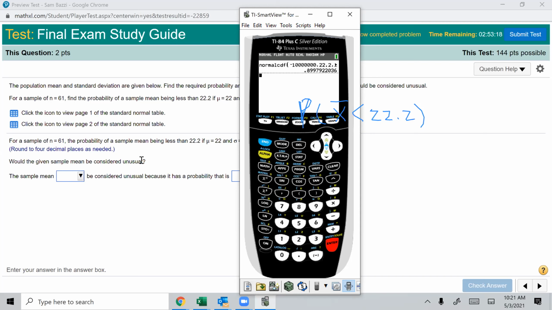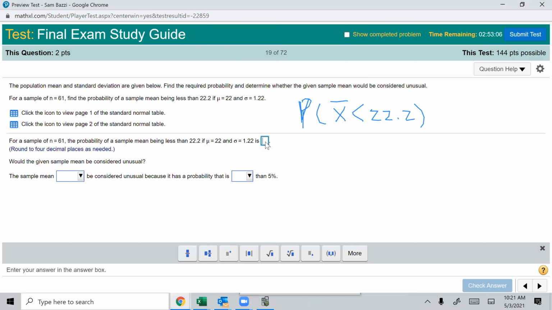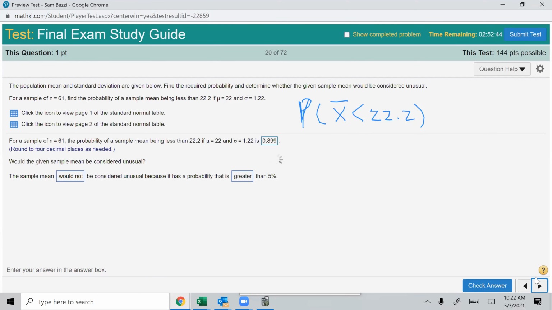It's 0.8997. Okay, would the given sample mean be considered unusual? No, because the answer is more than 0.05. So just put the answer 0.8997. So the sample mean would not be considered unusual because the probability is greater than 5%. Next question.